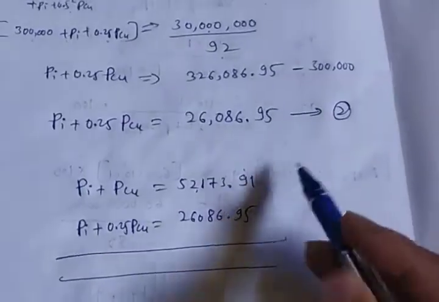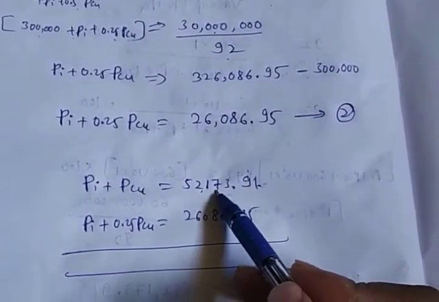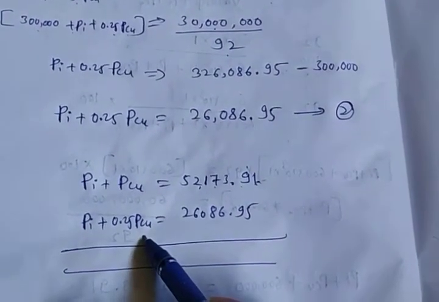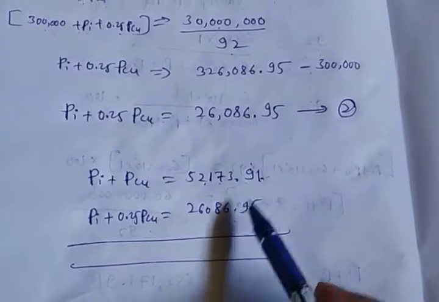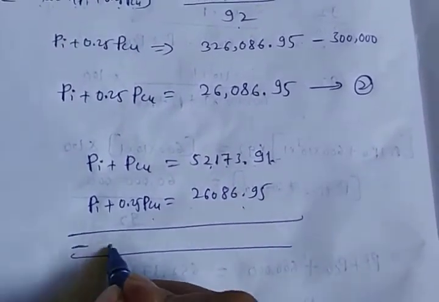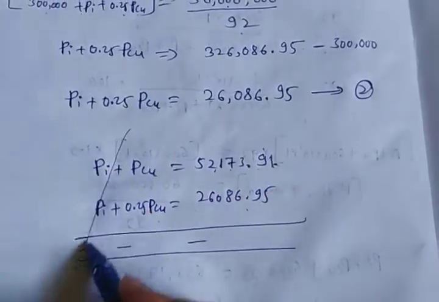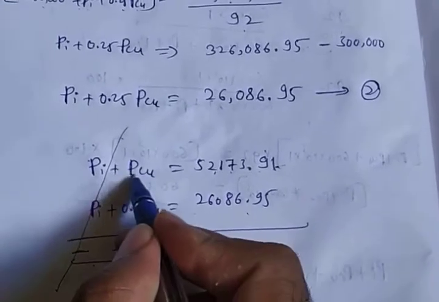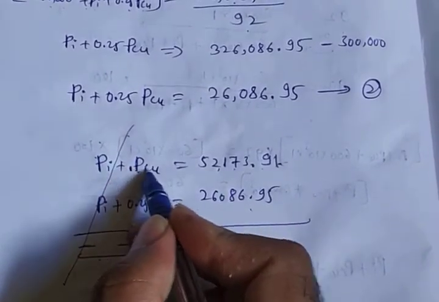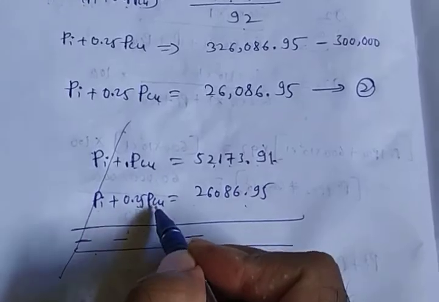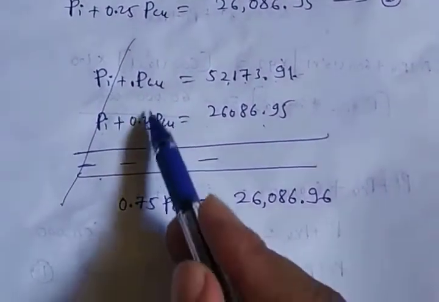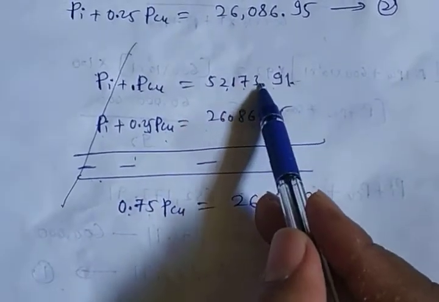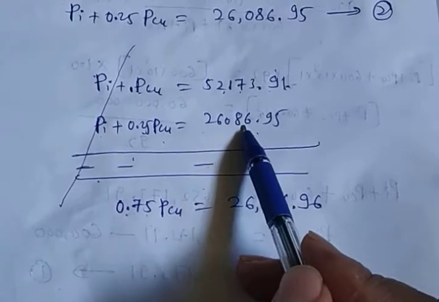Now I have written equation number 1, PI plus PC is equal to 52,173.91, and the second equation is PI plus 0.25 into PCU plus 26,086.95. Now I will subtract, so PI and PI get cancelled. Here PCU means 1 PCU, so it is 1 PCU minus 0.25 PCU, so you will get 0.75 into PCU is equal to 52,173.91 minus 26,086.95.